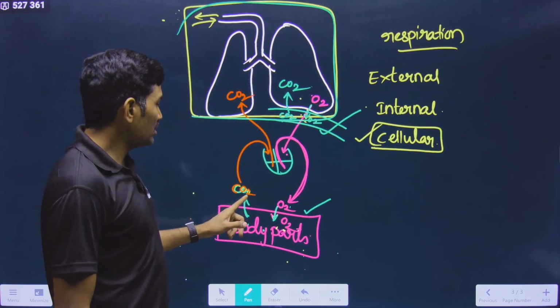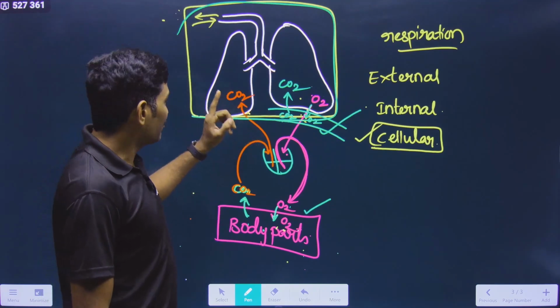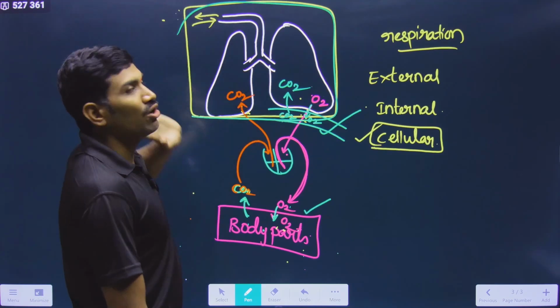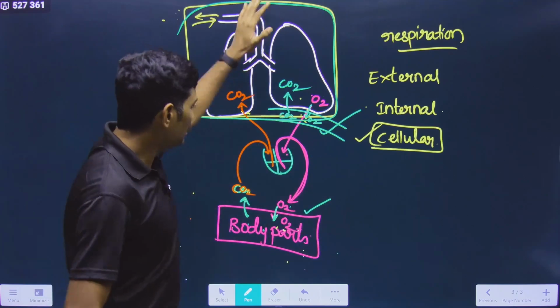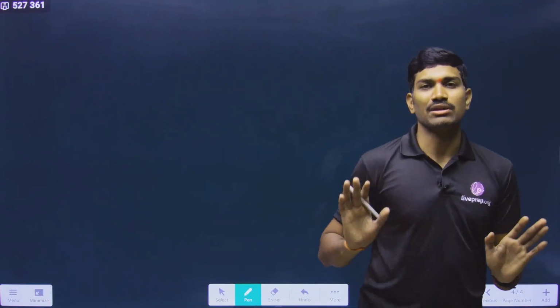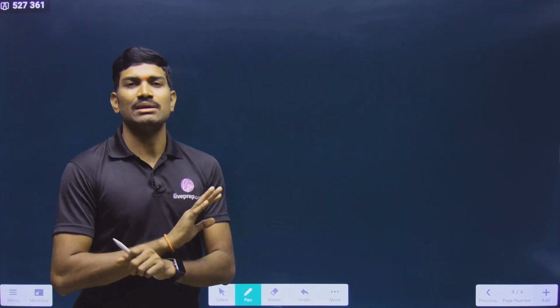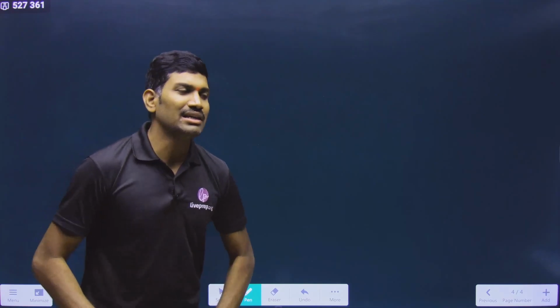And this produced CO2, how it is transported to the lungs, that we will study. And from the lungs, how this CO2 is released outside the body, that we will study. So these steps we will study in this particular breathing and exchange of gases chapter. I hope now you got the basic idea of what we will study here. If we study all these things, this chapter will be completed. Clear? Now we need to read that NCERT first paragraph.